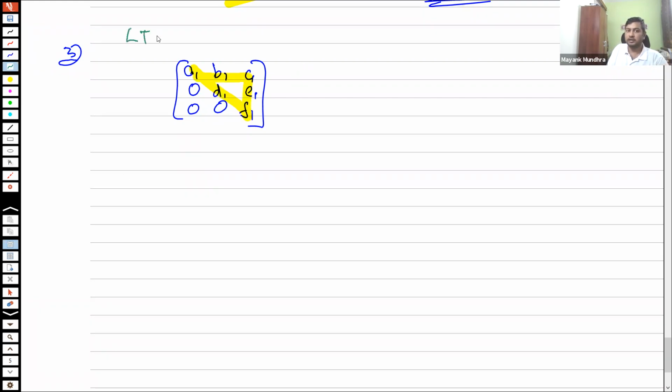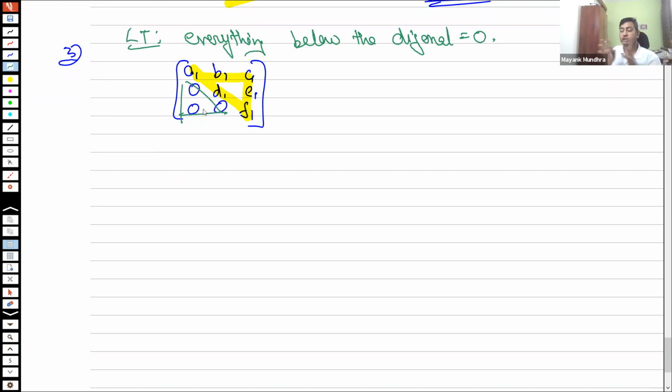So lower triangular is everything below the diagonal is equal to 0. So these three entries must be 0. The remaining can be anything. So I'm just going to focus on these three entries. So these three entries must be 0. So when I do v1 plus v2, similarly you can write the v2 vector as A2, B2, C2, 0, D2, E2, 0, 0, F2.